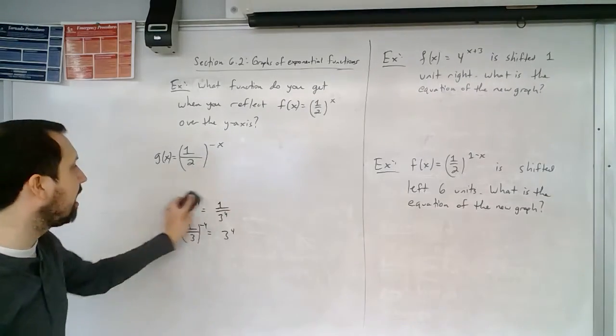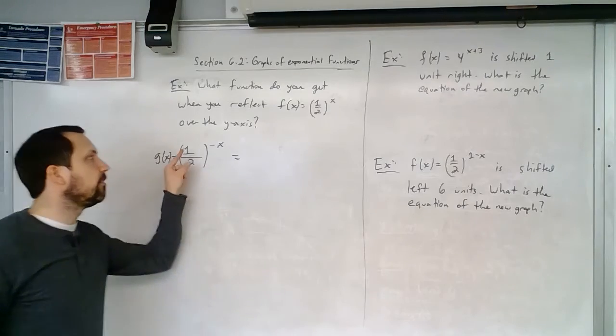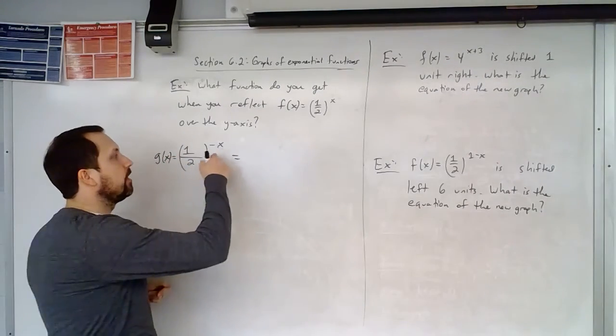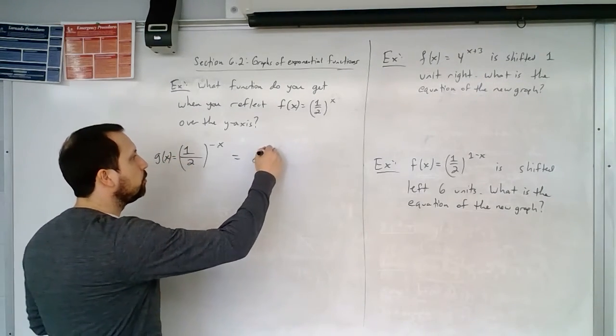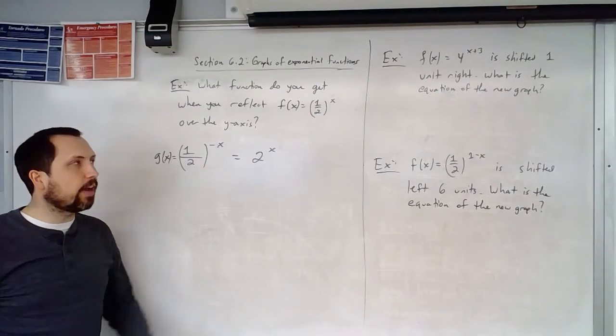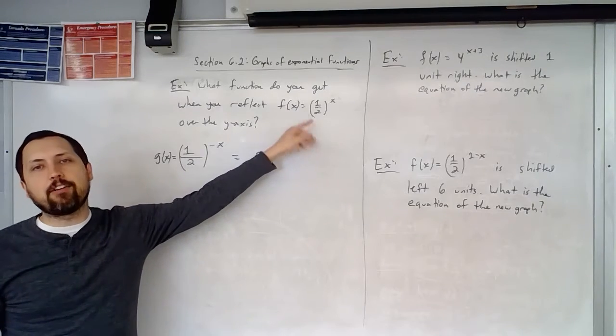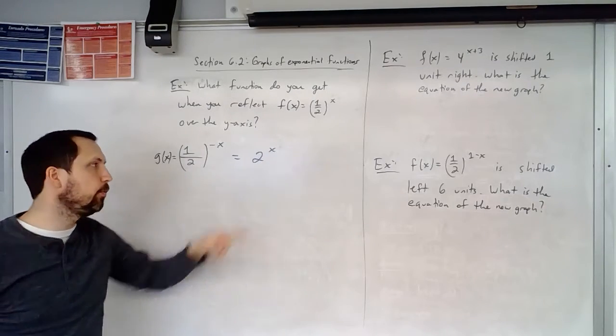So we will use that in this example because now when we want to flip this to get rid of the negative, this becomes 2 to the x. Okay, so what we've done is that I've said that 1/2 to the x, if I reflect it over the y-axis, I get 2 to the x.